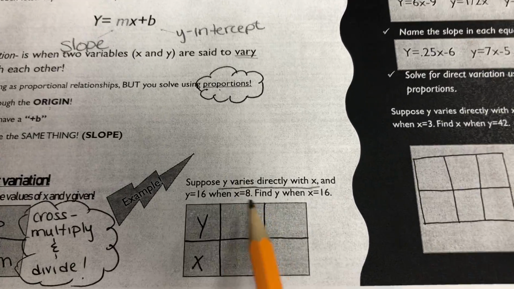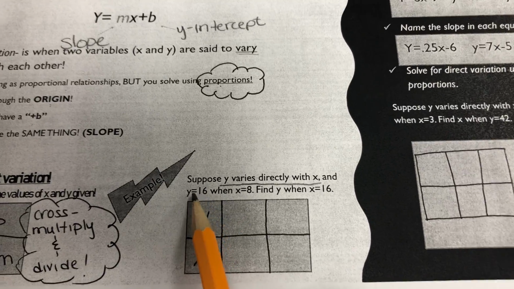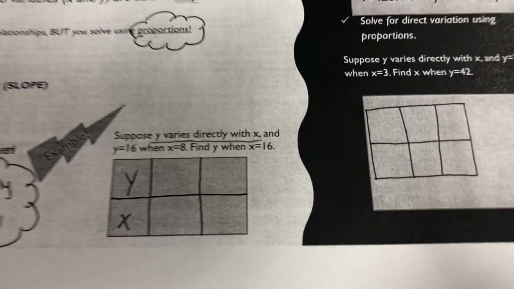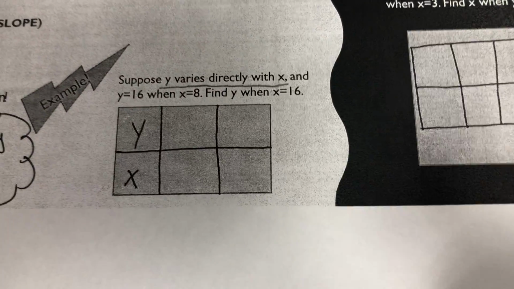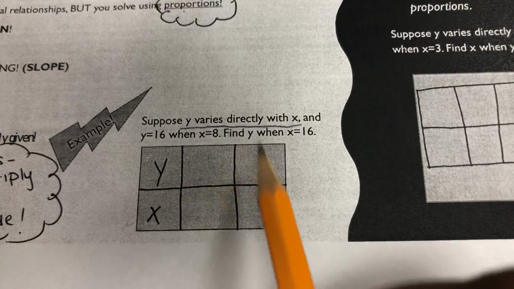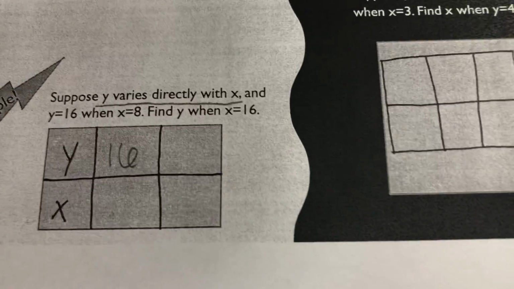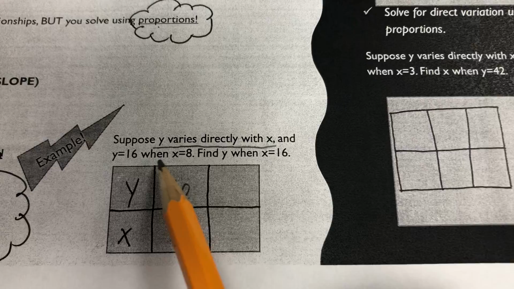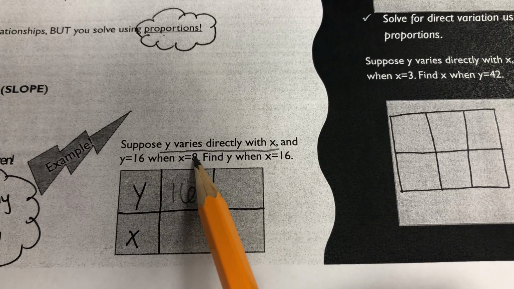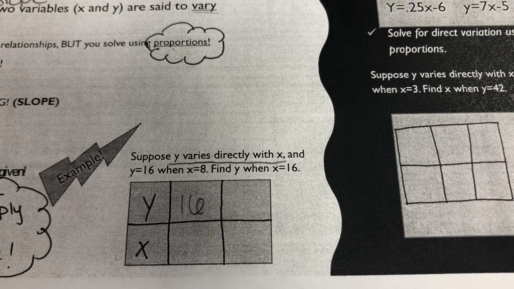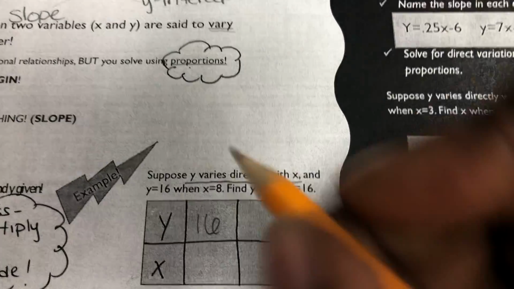All right, so at this point, y equals 16. Where could that go in this little box setup? Since it's a y, it has to go on top. So we're gonna put it right here. And then they say when x is 8. So where does x go? X has gotta go on the bottom.